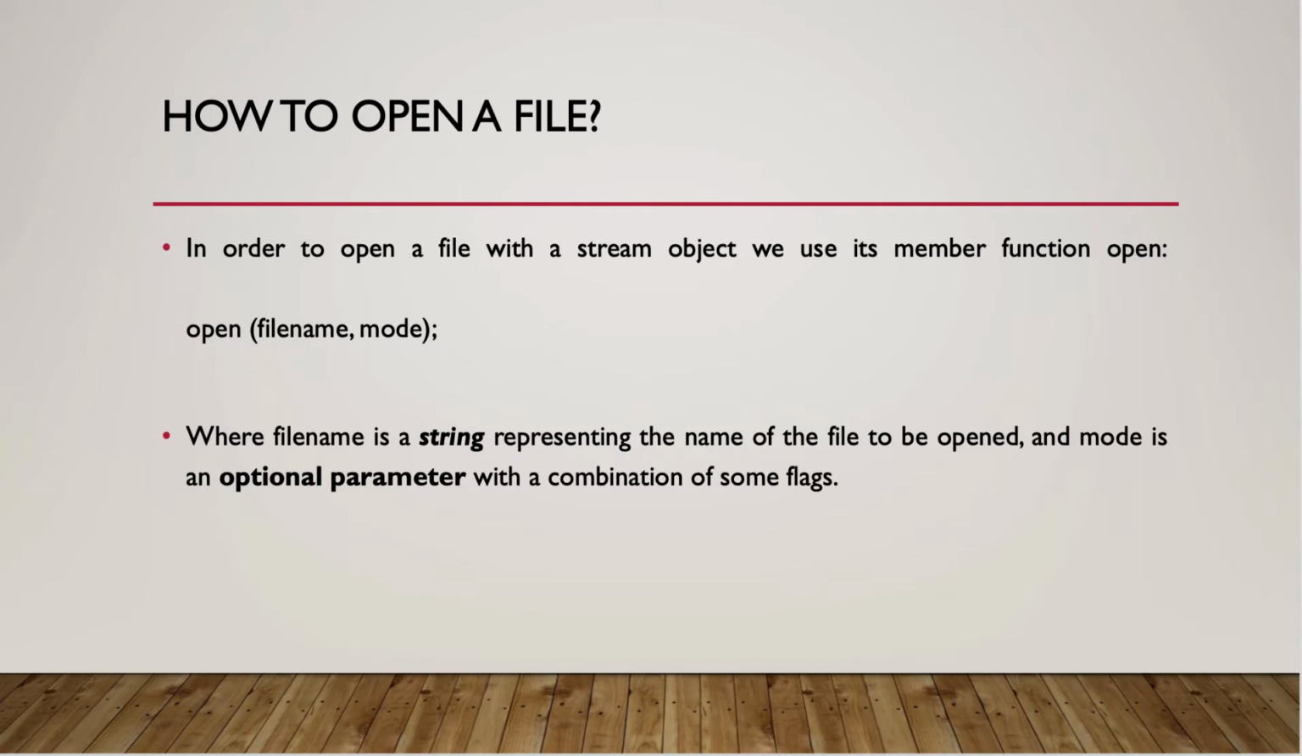So in order to open a file with a stream object, we use its member function open. In the open, we can have the file name, as you can see, and as we just used it in our example, and then define in which mode you want to open the file. Again, here the file name is going to be a string representing the name of the file to be opened, and mode is an optional parameter with a combination of some flags which we're going to review right now. Remember one thing, that the mode is optional, and if you don't use the mode, it's going to open in the default mode that we're going to discuss later in this video.